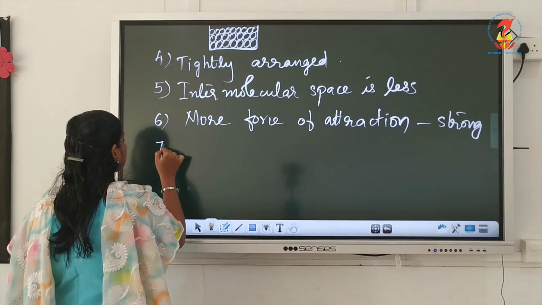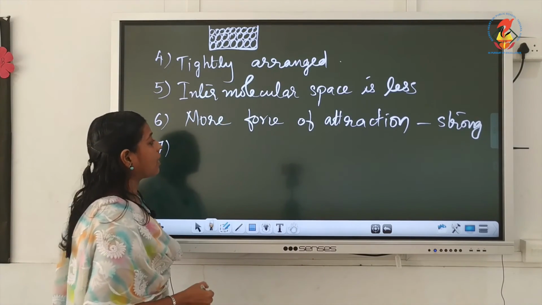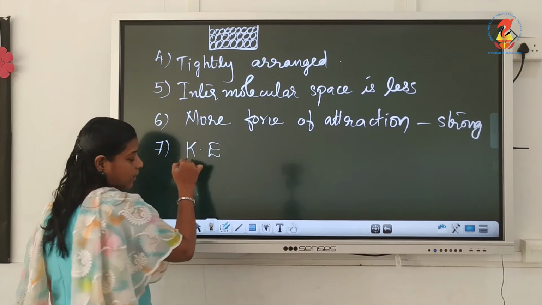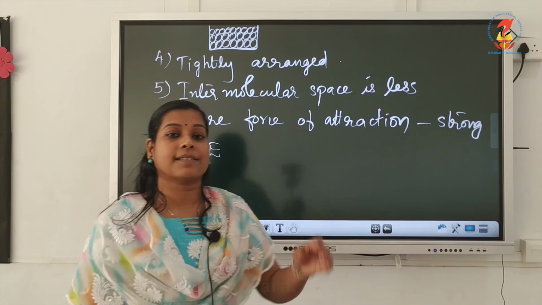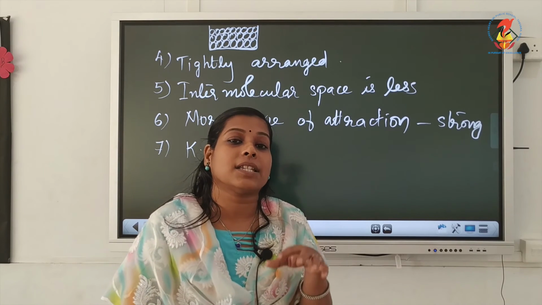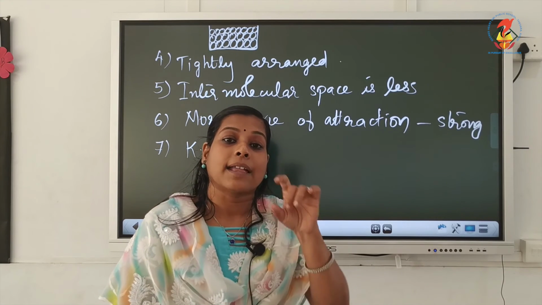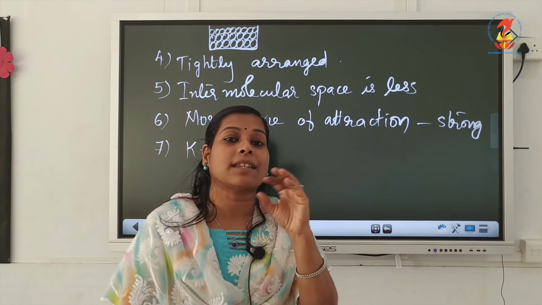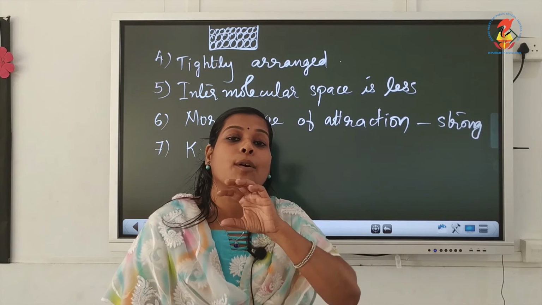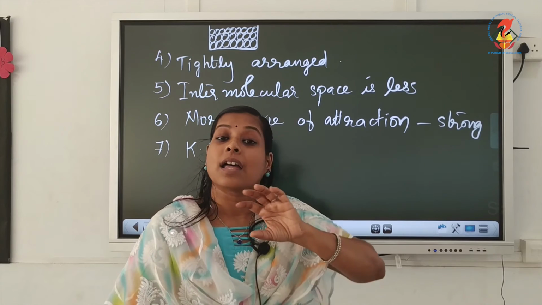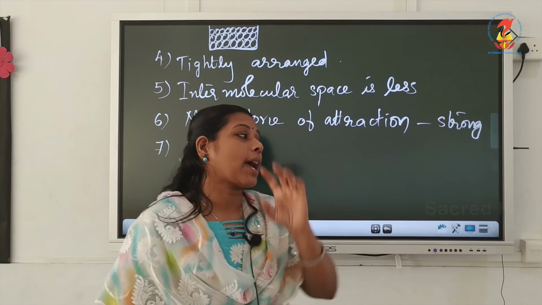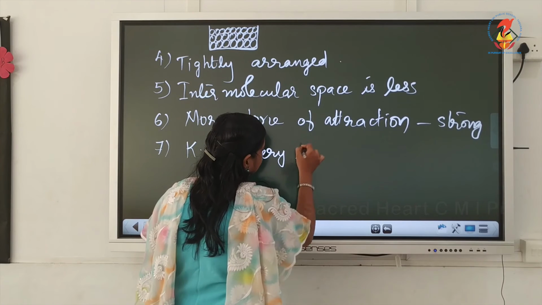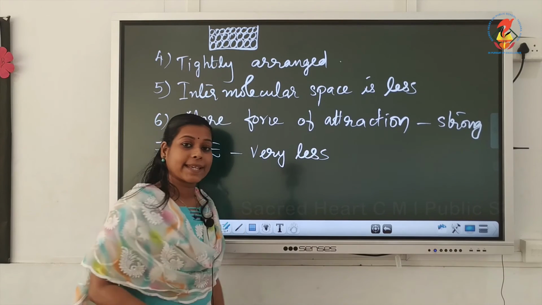And if the particles are very close to each other, then what will be their kinetic energy? Here we have to use the term kinetic energy. So what about the kinetic energy of particles in solid state? There are less intermolecular spaces between the particles, so movement is also restricted, they cannot move much, so kinetic energy is very low, very less kinetic energy as the space is less.